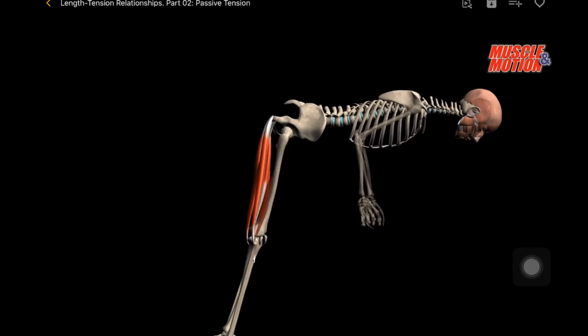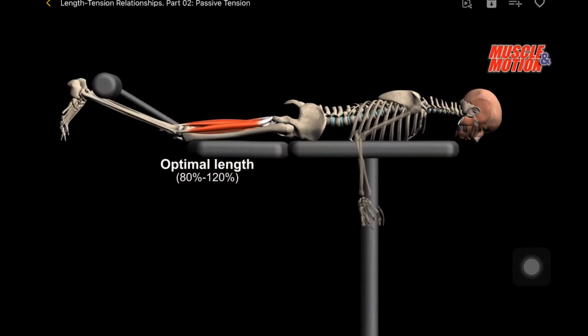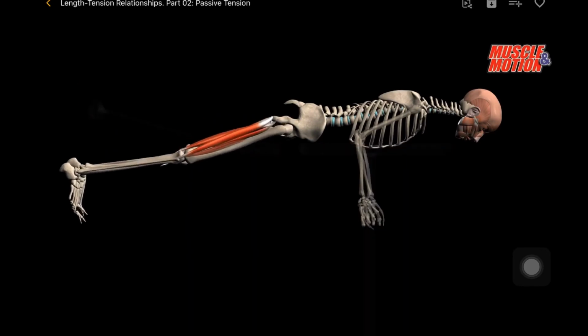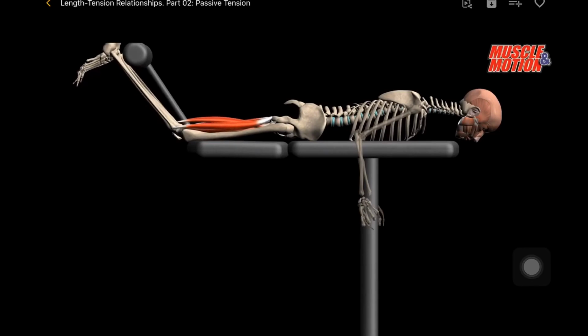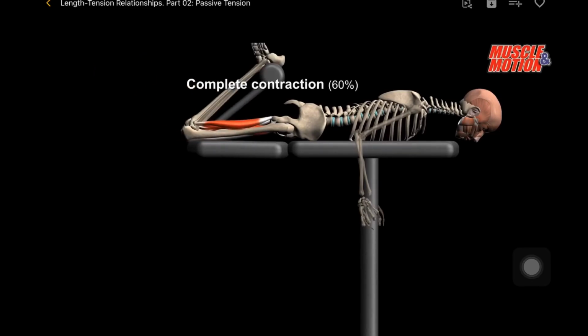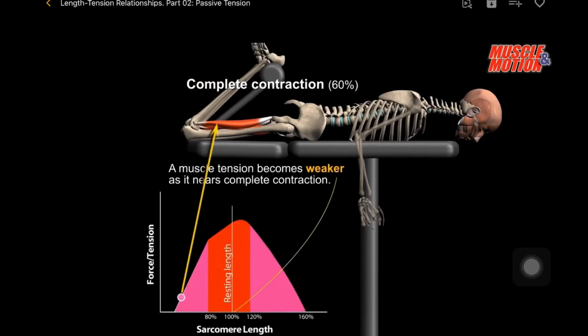Here's an example of an exercise, the lying leg curl. In this position, the muscle is at resting length, optimal length. In this range, it has the potential to develop maximal tension. At maximal contraction, active tension is reduced. Muscle tension becomes weaker as it nears complete contraction. This condition describes the left side of the tension-length curve.